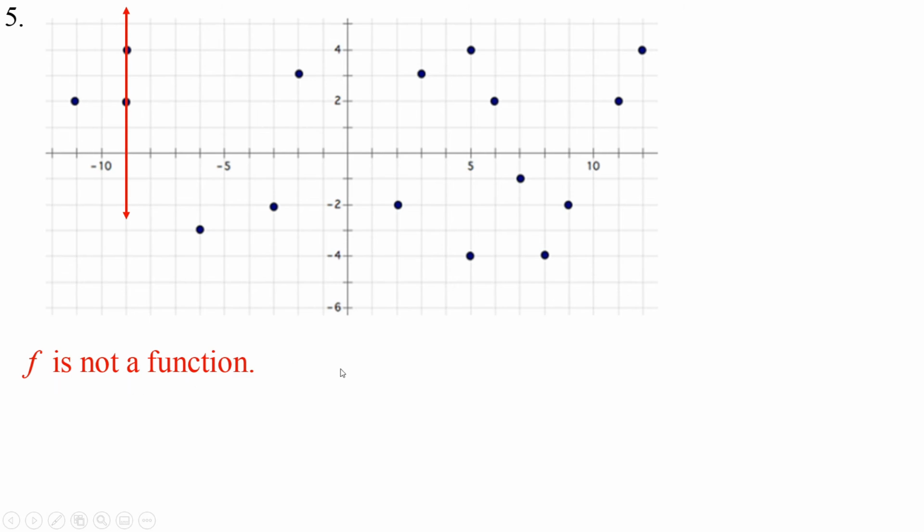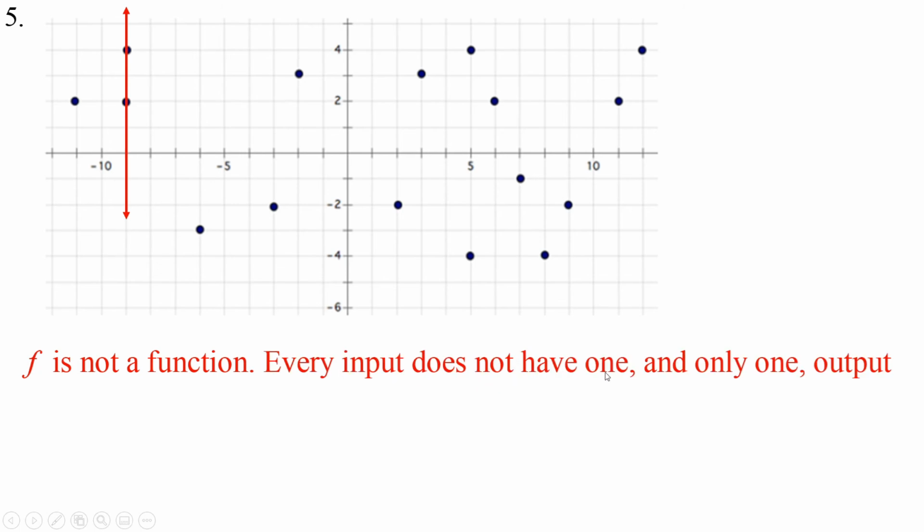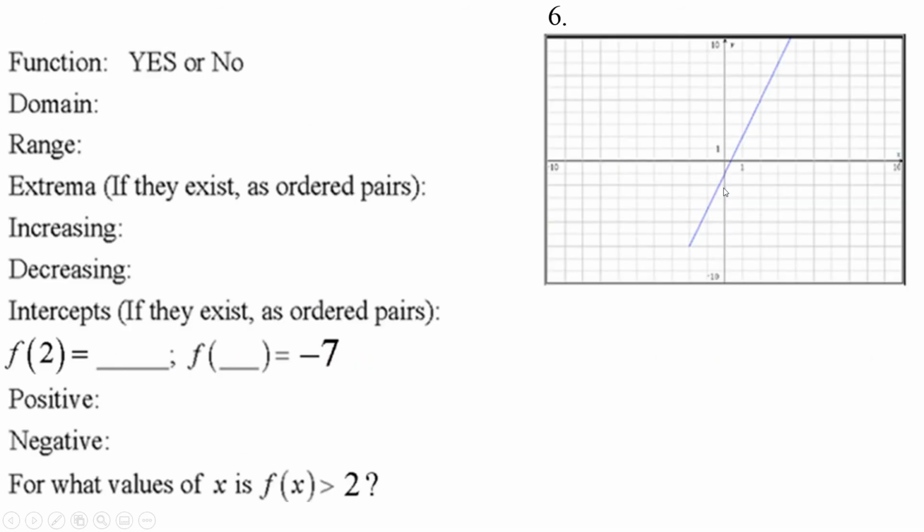Why? Because there's an input with more than one output. Every input does not have one and only one output. All right? Or does not pass the vertical line test. Okay, number 6. This is a continuous function, and it looks to me like it does pass a vertical line test. No matter where I put that vertical line, it's only going to cross that graph at one point, so we're going to say it is a function.